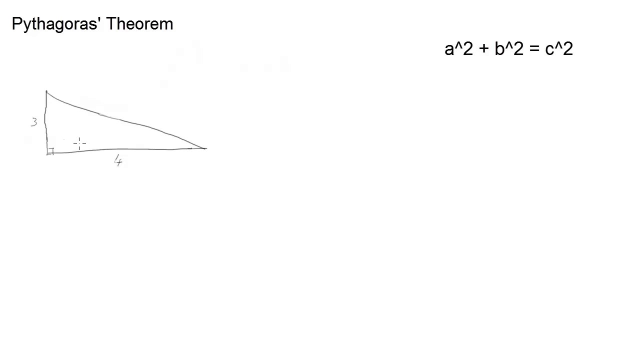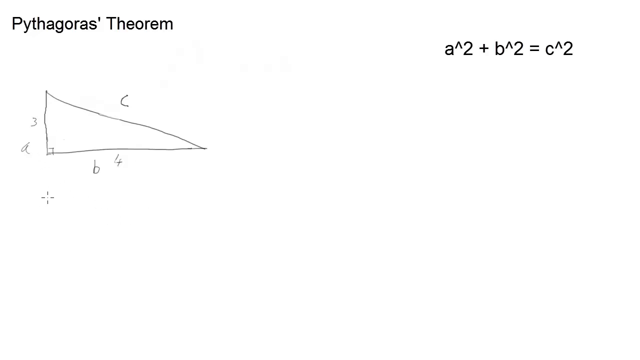Okay, where do we start? Well, the longest side is the side opposite the right angle, and that longest side, the hypotenuse as it's called, is always labelled c. Now the other two sides can be a and b. It doesn't matter which one is which, as long as one of them is a and one of them is b.